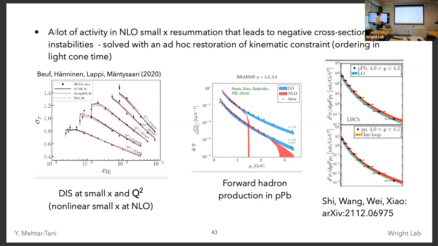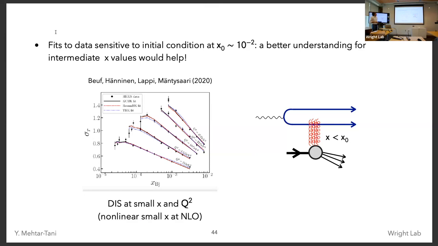The other thing here is a fit to the DIS structure functions at low x, done again using nonlinear evolution at NLO. And again, you see it has to stop at a certain x, 10 to the minus 2. But there is a dependency on where you start the evolution. You need to start your description of gluons below a certain x, and there is a strong dependence. Although you fit the data, there is a dependence on a certain x, where probably the partonic picture becomes important. So knowing how to smoothly interpolate is important, especially when we aim for high precision.